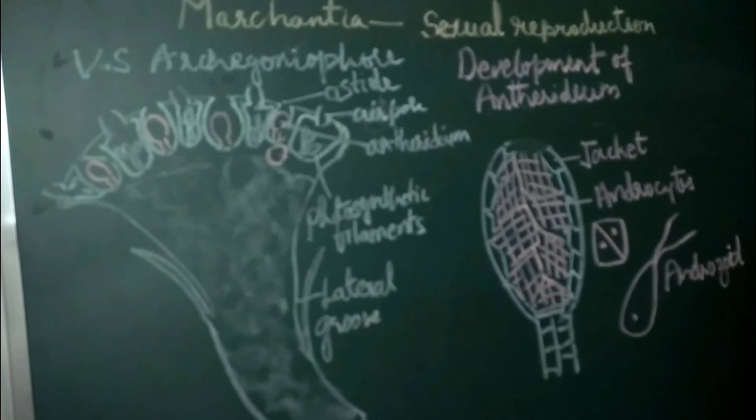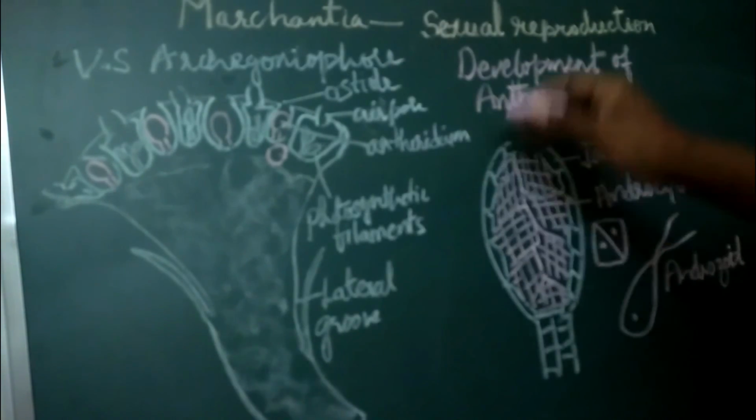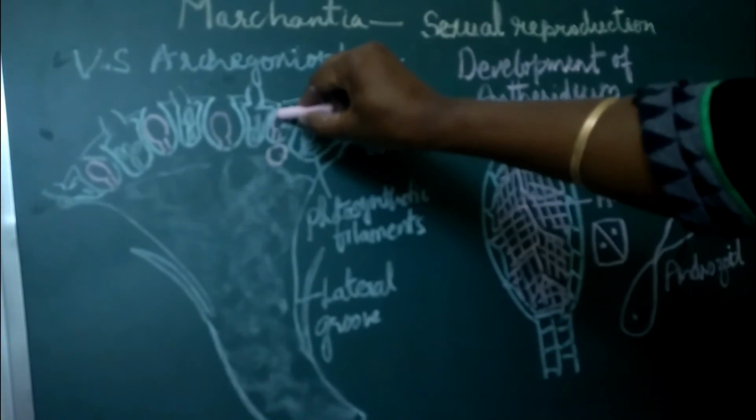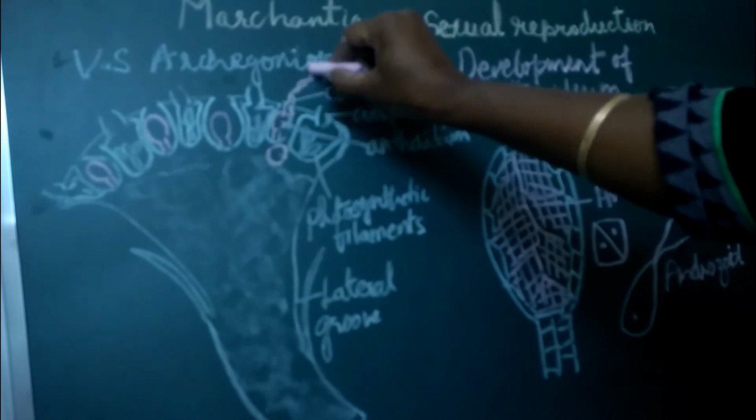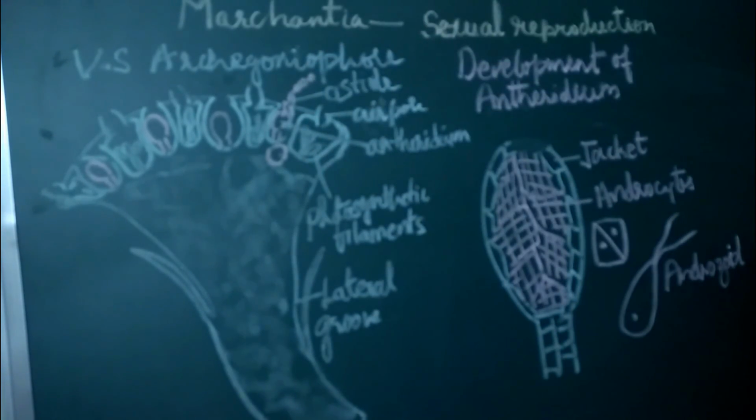The jacket cells separate and disintegrate, and the antheridium opens up, and the antherozoids come out of the ostiole in the form of a column of smoke and swim in the presence of water and fertilize the egg cell present in the close vicinity of the plant.